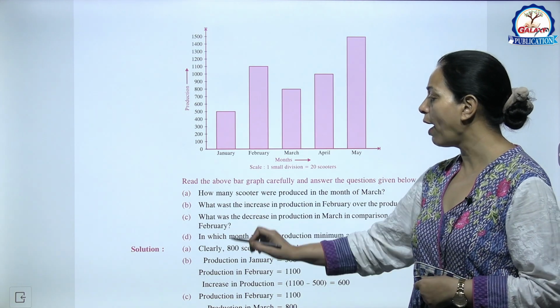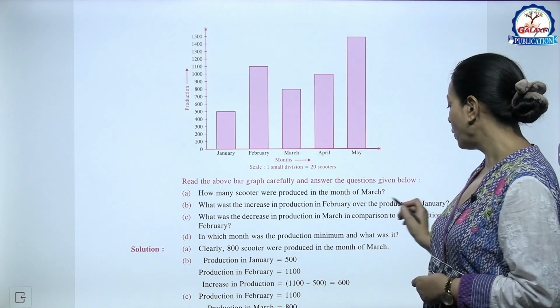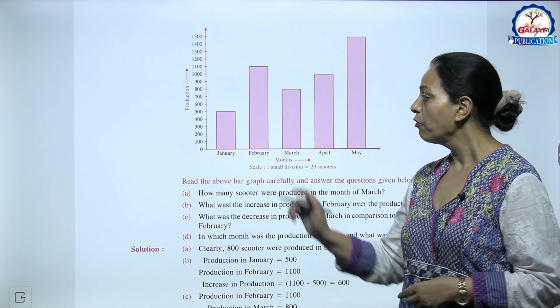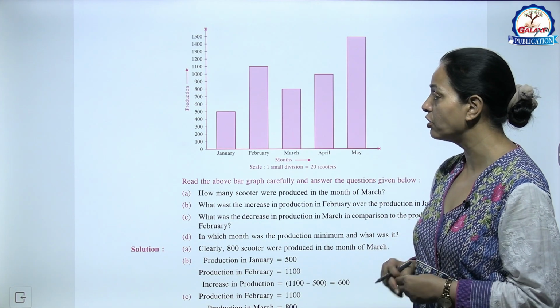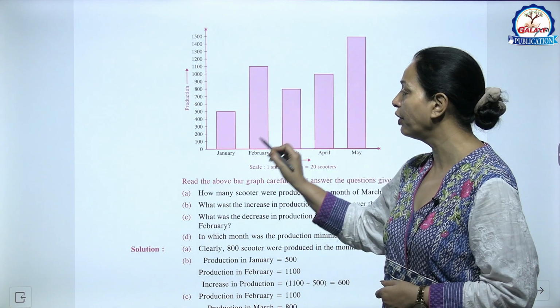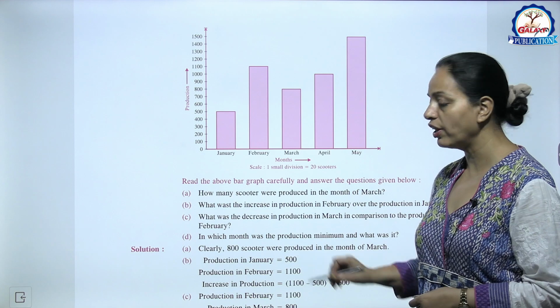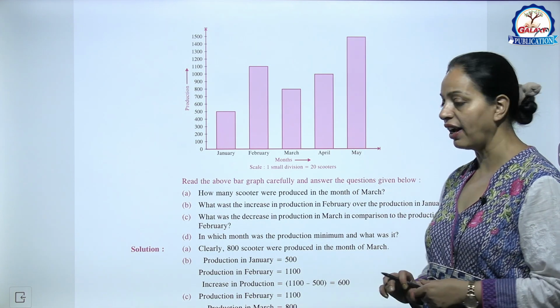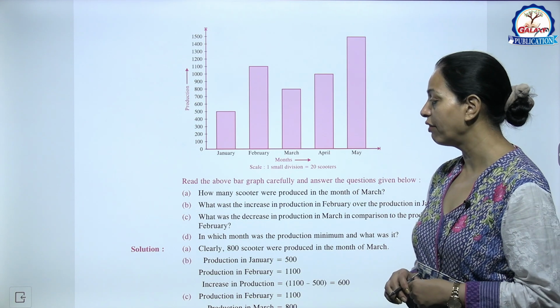Okay. Now B part, what was the increase in production in February over the production in January? February में January से कितने ज़्यादा production हुई? So in January how many? 500. In February how many? 1100. So their difference, that is 600. So increase in production, that is 600, right?